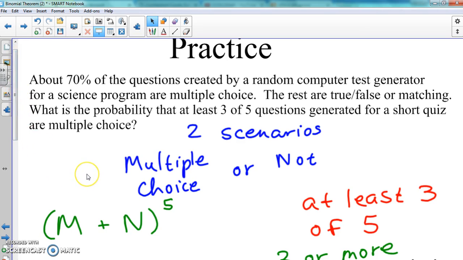And again, if you have questions on this practice, let me know, call me over, and I'll help you out. All right, so have fun.